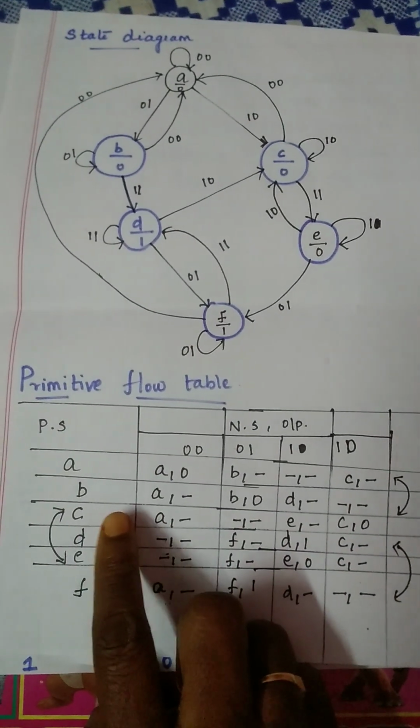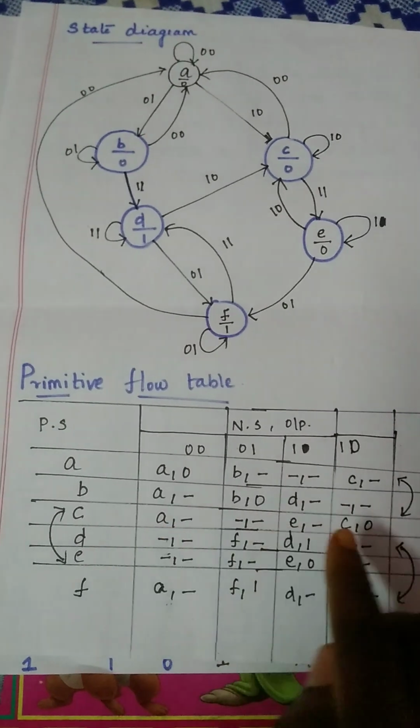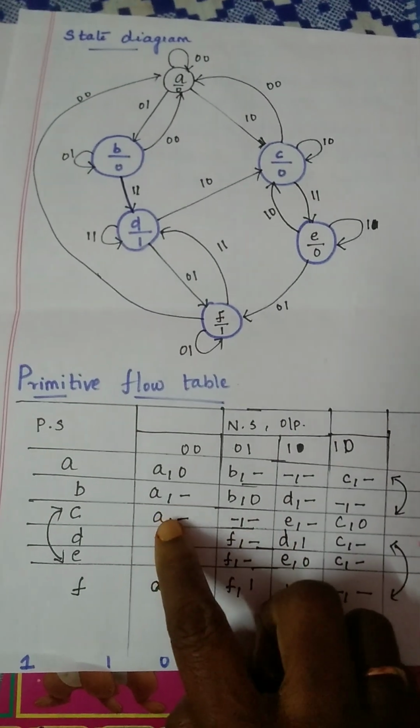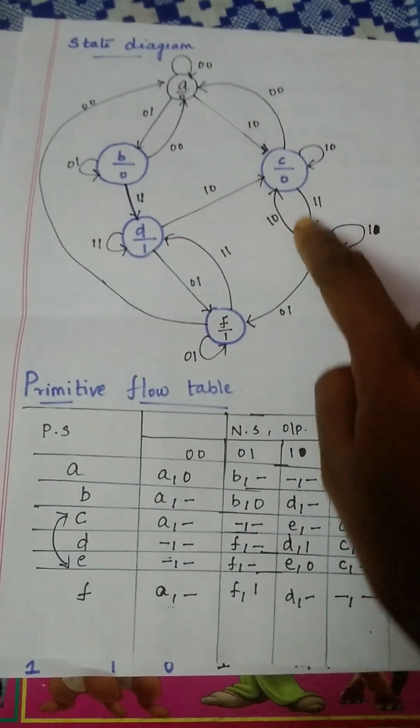Similarly for C. C is retaining in the same state and you have written the output. And it is moving to A state and it is moving to E state.